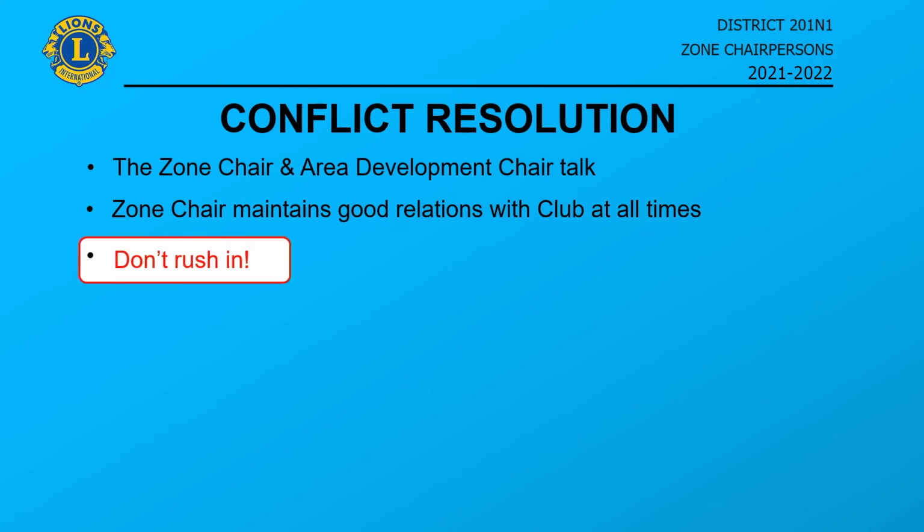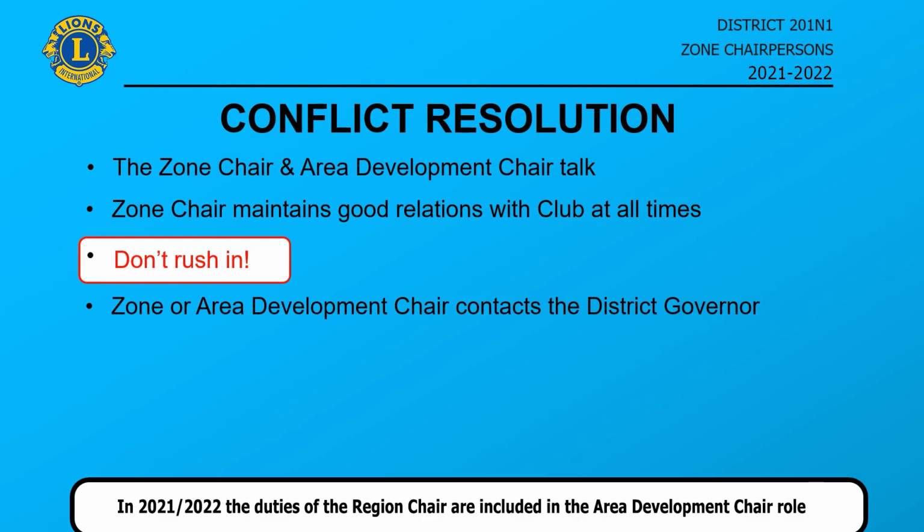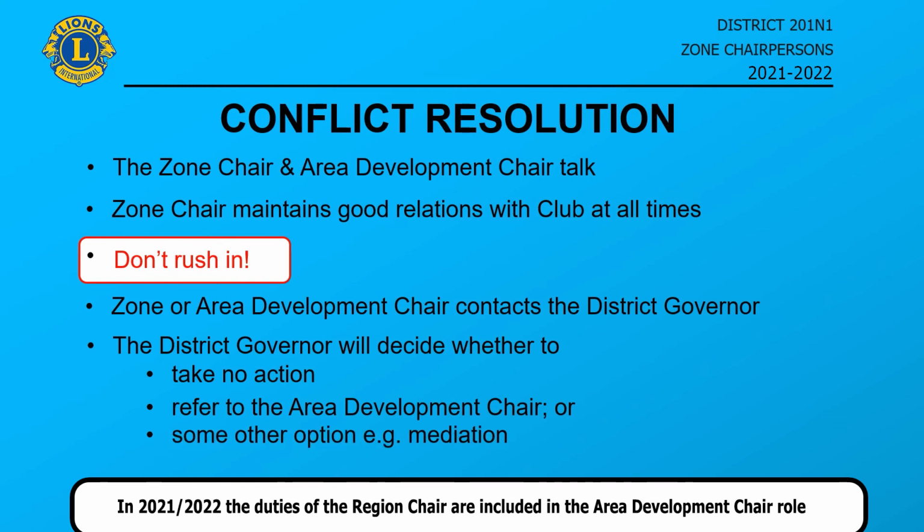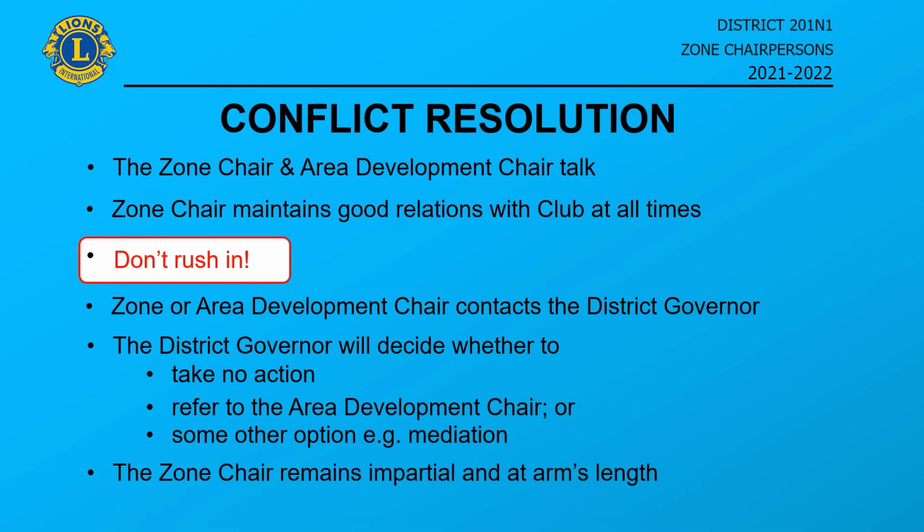Nobody races in to settle matters. The ZC or the RC contacts the DG ASAP. The District Governor may decide to take no action, but is likely to refer things to the Region Chair, or there could be other options and qualified people available. The Zone Chair is impartial and keeps at arm's length. She has to remain everyone's mate.